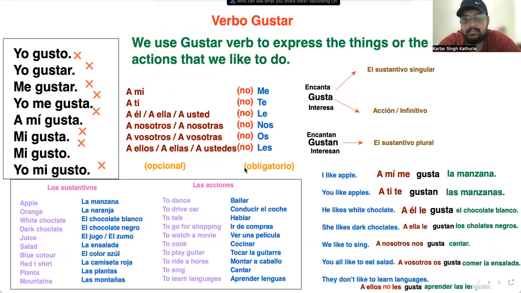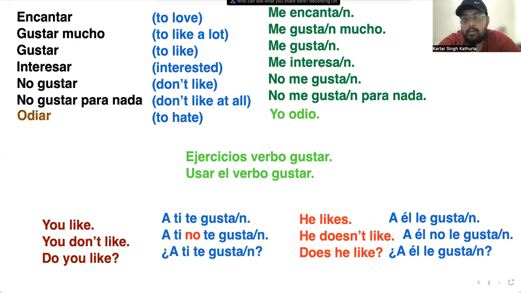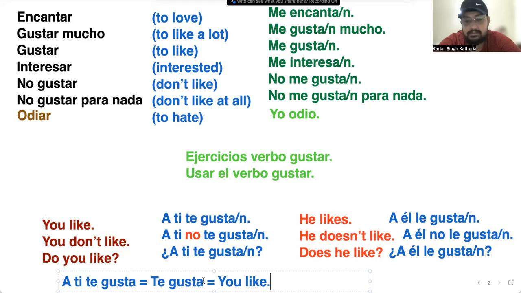As I mentioned here, this is the optional part. If we understand from the context we are talking about any person, then you can directly use the equivalent as te gusta or te gusta. It means the same thing, that is you like. Because we are aware from the context who is doing the action. That's why the optional part is not always mandatory. Of course, it's optional.